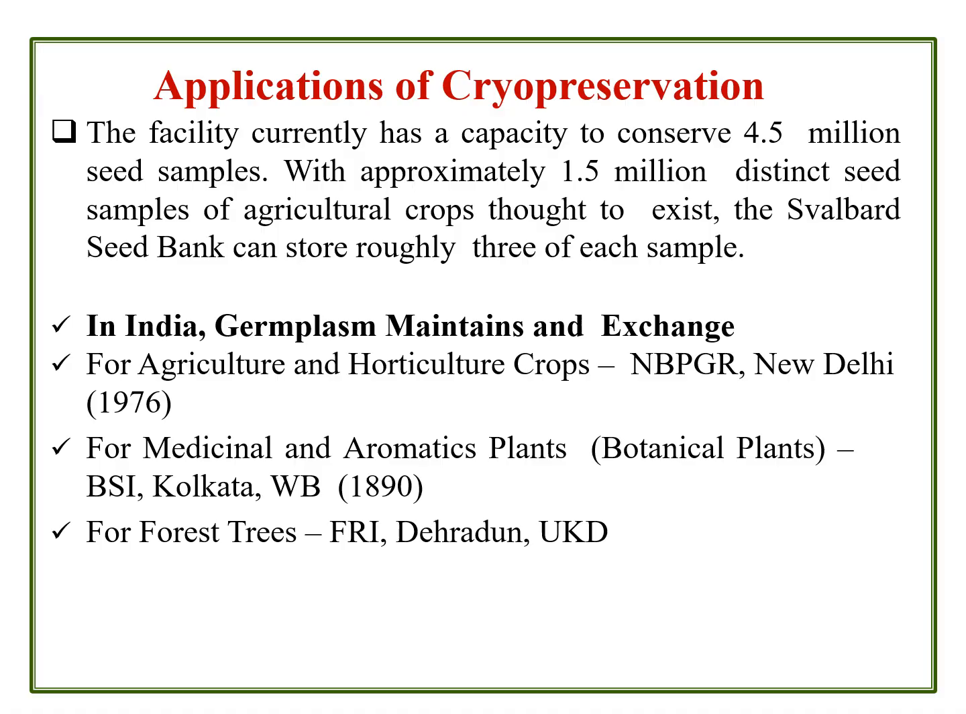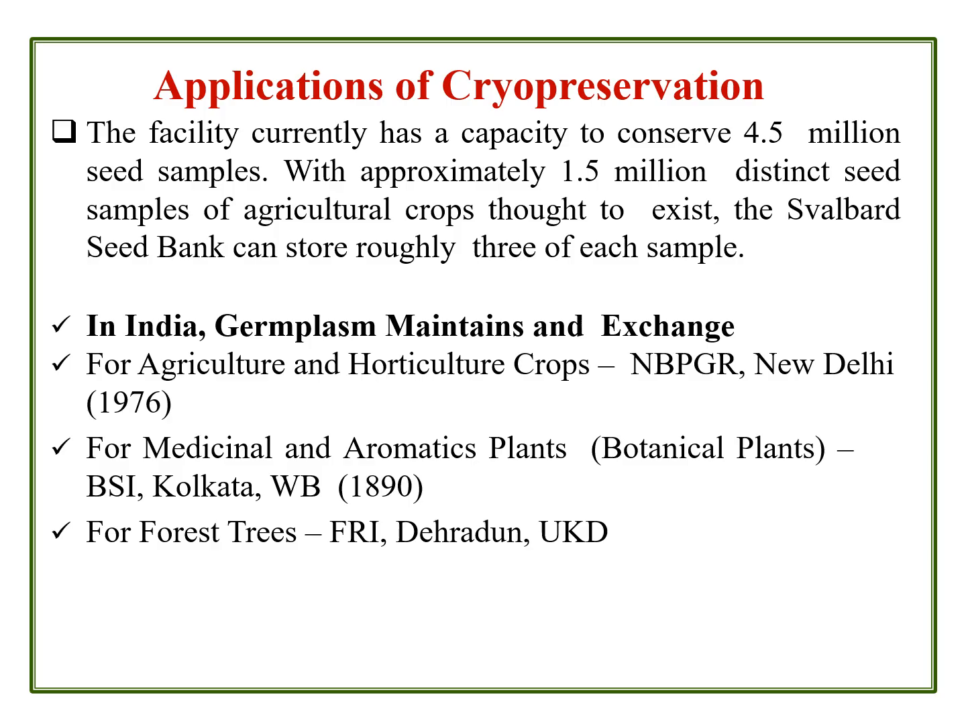These are the applications. It currently has a capacity to conserve 4.5 million seed samples, with approximately 1.5 million distinct seed samples of agricultural crops. The Svalbard seed bank can store roughly 300 seeds of each sample.